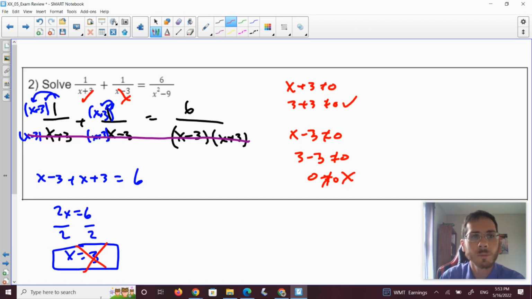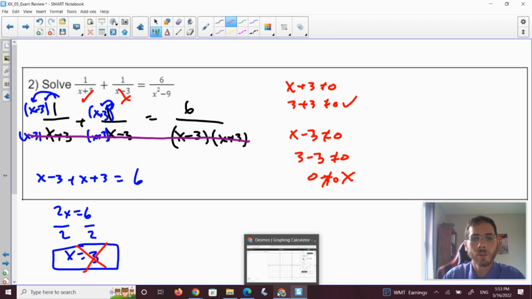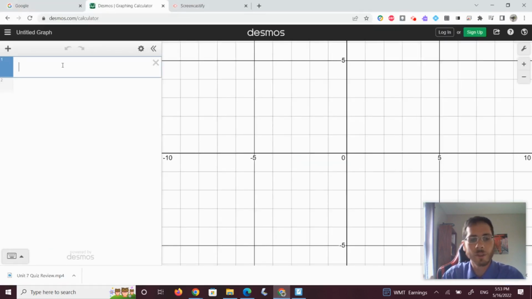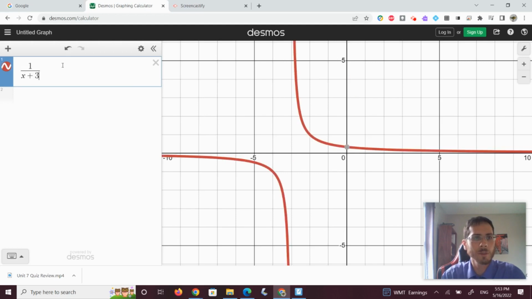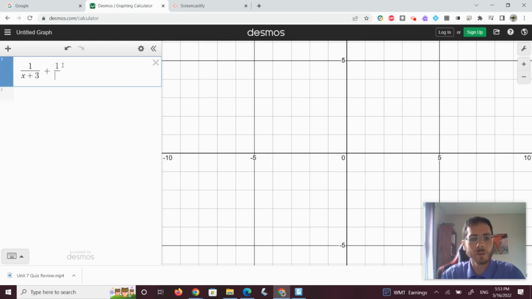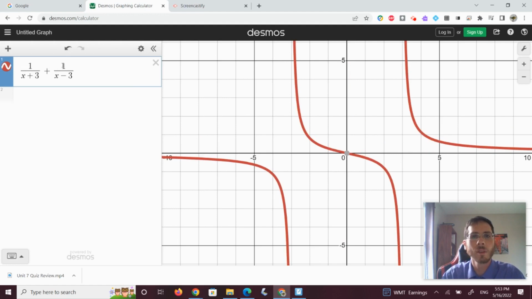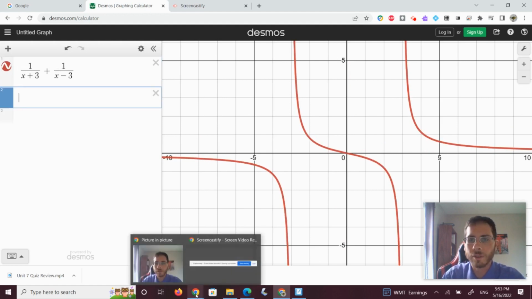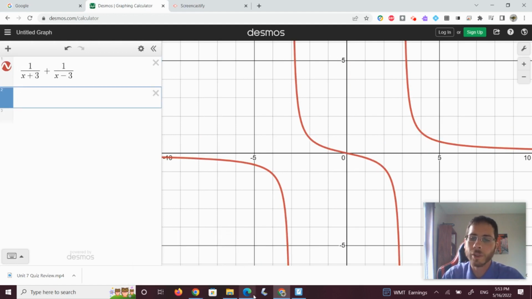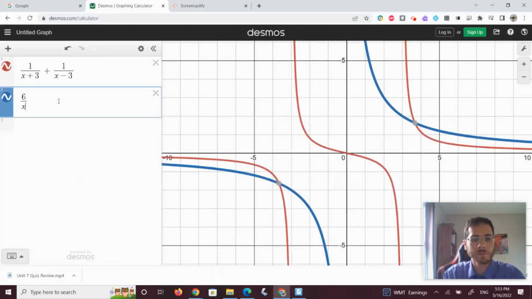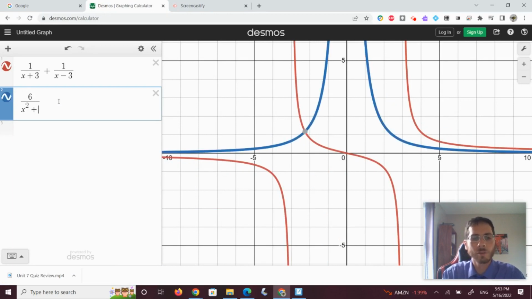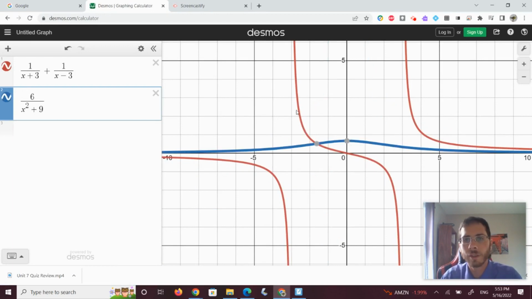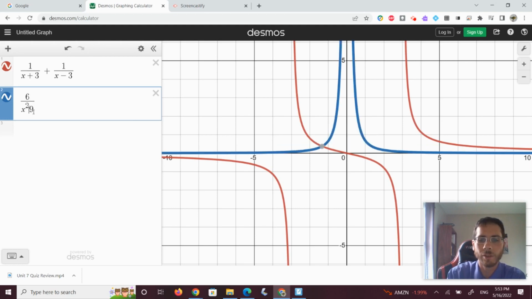So let's double check. Let's throw it in Desmos to see if it is a no solution, or if we did something wrong. So 1 over x plus 3 plus 1 over x minus 3. And then on the other one, see, this isn't looking good. I think we might have made a mistake, but let's see what we got. 6 over x squared plus 9. All right, well, it looks like they do connect right here. So let's see. Where did we mess up? Oh, I messed up in typing it because this is x squared minus 9.